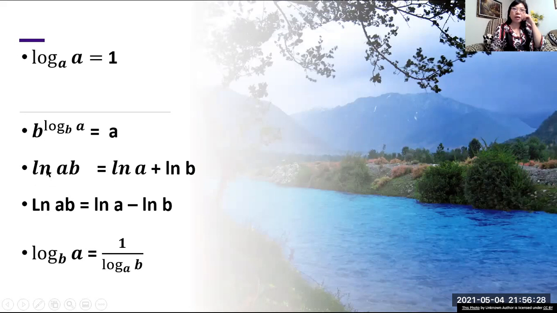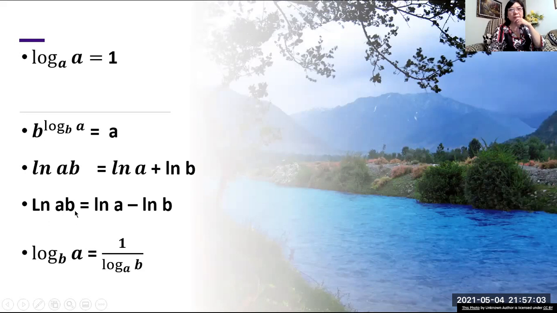So let's say you have ln. Now, what does ln mean? Ln is similar to log. However, the base of log is base 10, but the base of ln is base e, which is 2.78, the natural number. So ln of AB, you separate them, you write ln A plus ln B equals ln A times B.